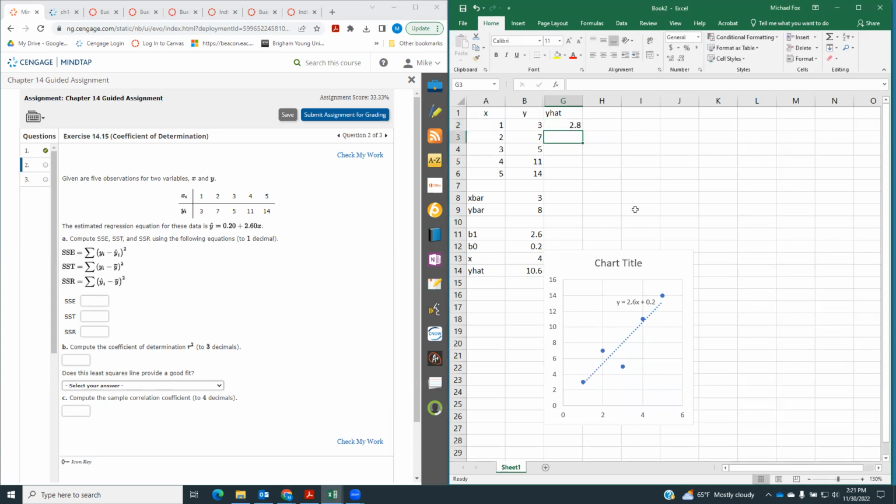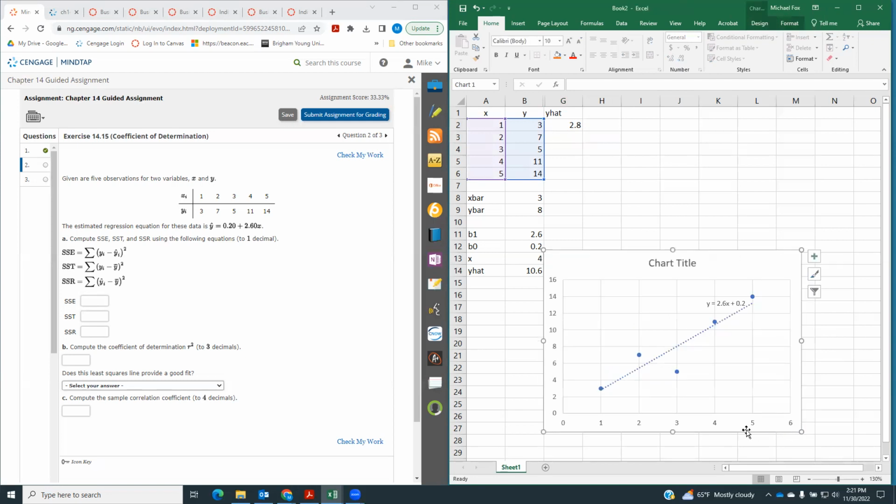So what we're saying is, according to our little regression formula here, we would expect that if x was 1, then y would be 2.8. What we actually observed in this case was that y was 3. So it was a little off from what we expected. And we can use that formula all the way down, and we can see that some of them are closer. 10.6 is pretty close to 11. Some are a little farther away than what we'd expect to see.